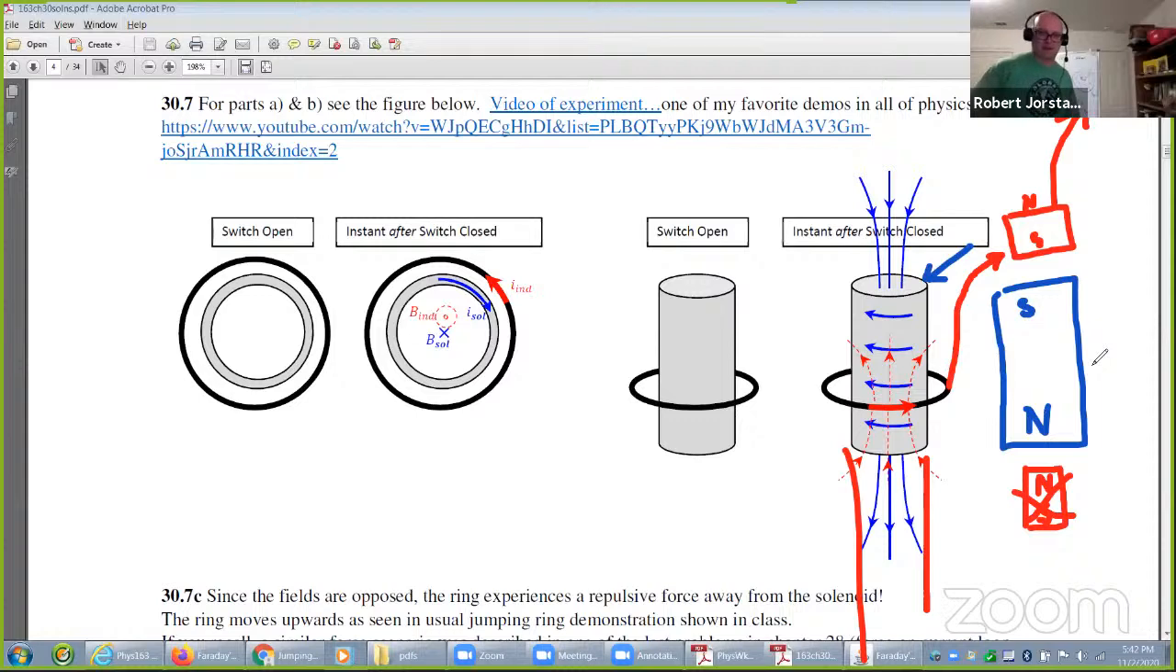That's a lot of arrows and stuff to understand. Let me pause. Are there any questions about all these arrows? This is supposed to be B induced. This right here is I induced. This is supposed to be B of the solenoid, and this is I in the solenoid, if that helps.